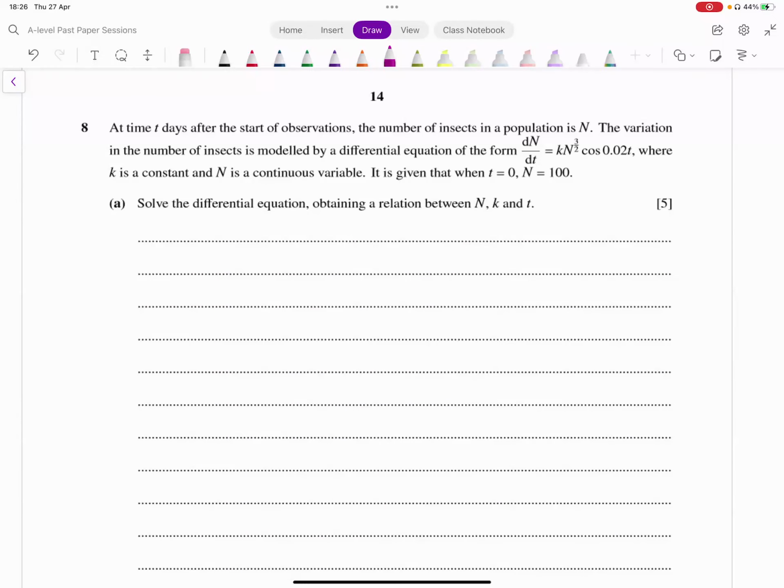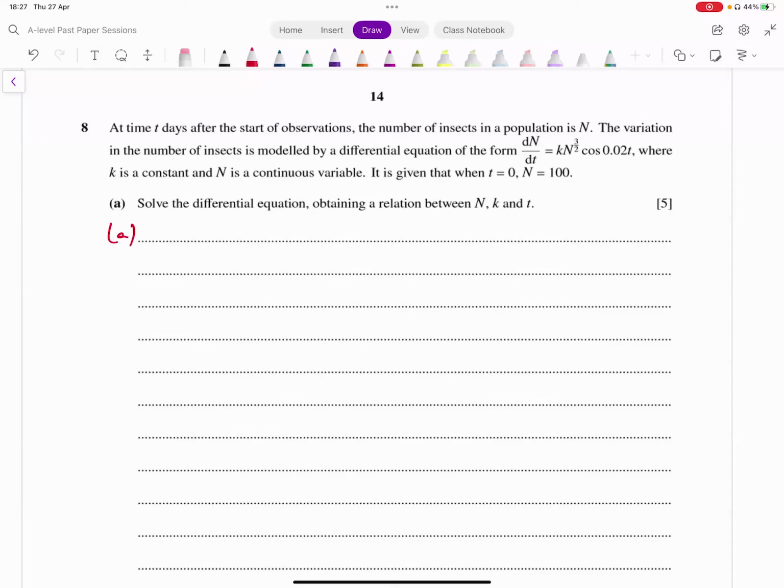Question 8 from this paper. It says at time t days after the start of observations, the number of insects in a population is n. The variation in the number of insects is modeled by a differential equation of the form dn over dt equals this thing, where k is a constant and n is a continuous variable. It's given that t equals 0 when n equals 100. We need to solve this differential equation, obtaining a relation between n, k, and t.